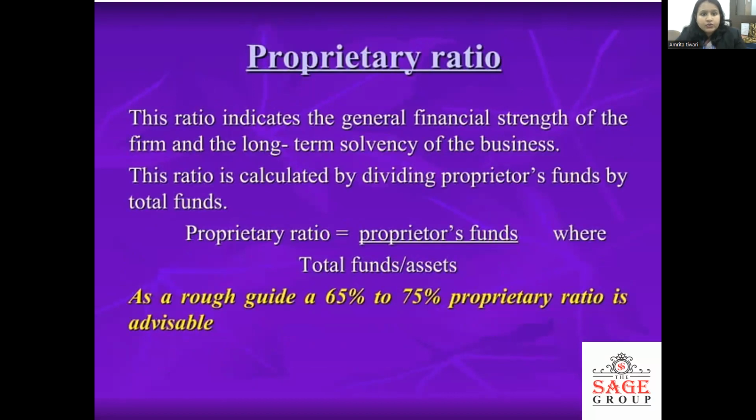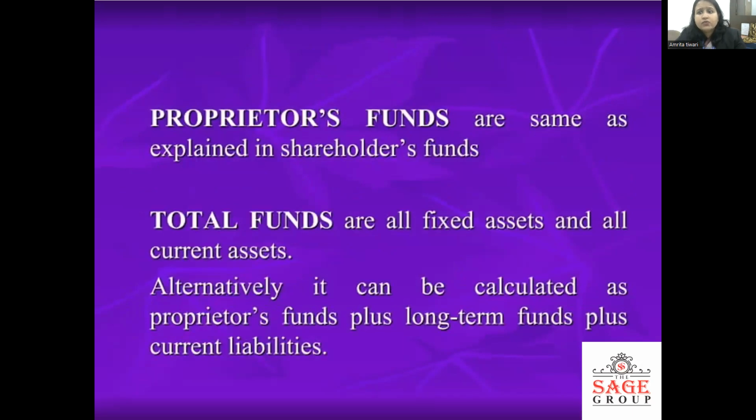Proprietary ratio. This ratio indicates the general financial strength of the firm and the long-term solvency of the business. This ratio is calculated by dividing proprietary funds by total funds. Proprietary ratio is proprietary funds upon total funds or assets. As a rough guide, a proprietary ratio of 65 to 75 percent is advisable. What are proprietors' funds? It is explained as the shareholders' funds, and total funds are fixed assets plus current assets. Alternatively, it can be calculated as proprietary funds plus long-term funds plus current liabilities.